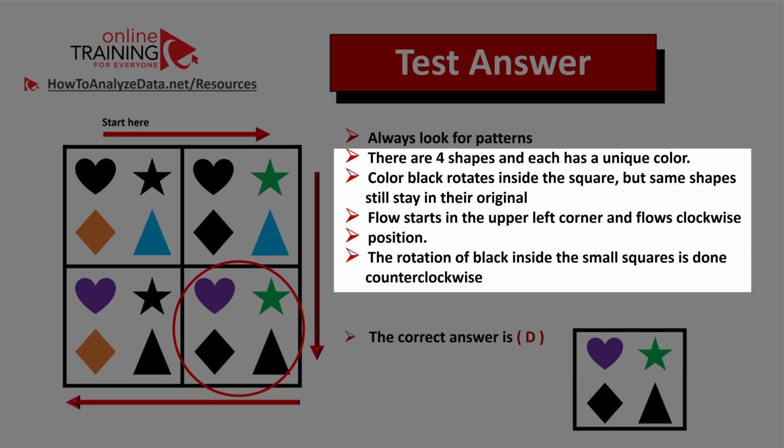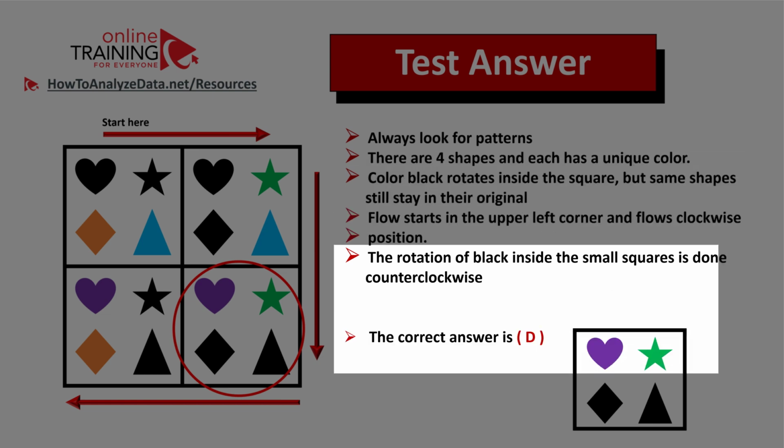But the rotation of the black color inside the squares goes counterclockwise. So, that's the tricky part of the question. But there's always the right answer. And as you can see, the right answer here is choice D.